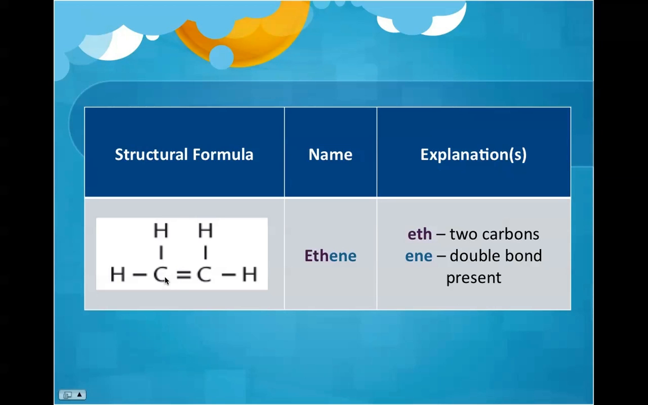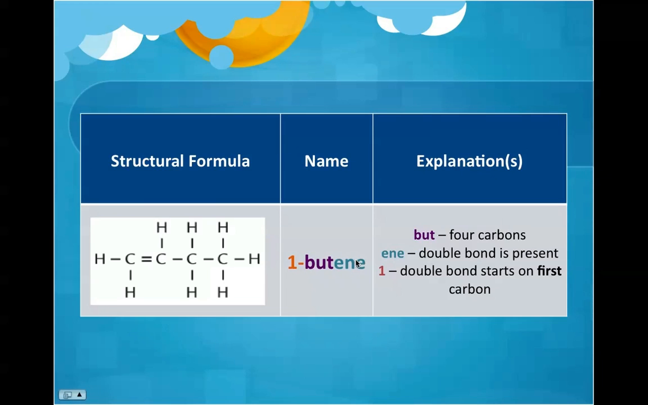Our structural formula has 2 carbons, so that's where the eth prefix comes from, and then there is a double bond present, so we have our -ene. Now, what happens when we get up to more carbons is that we need to include a number, because that double bond could exist in 2 different places within our structure. So the but- still stands for 4 carbons in our chain, -ene represents that double bond, and then I had to number in order to make sure that I'm placing my double bond in the correct spot.